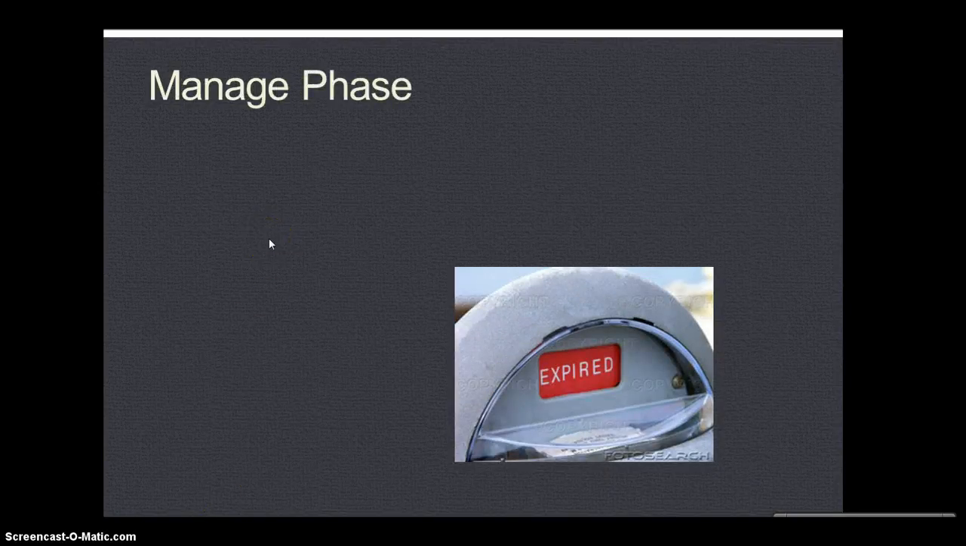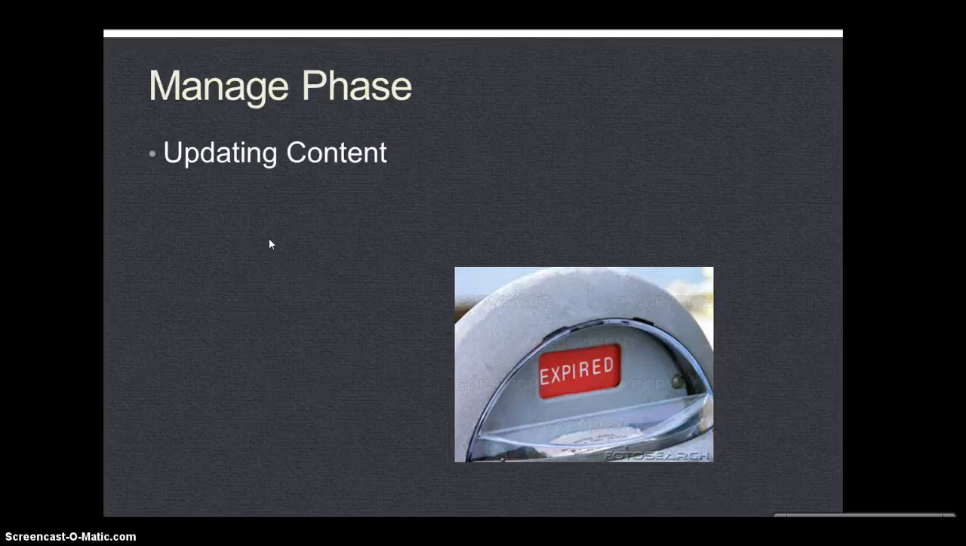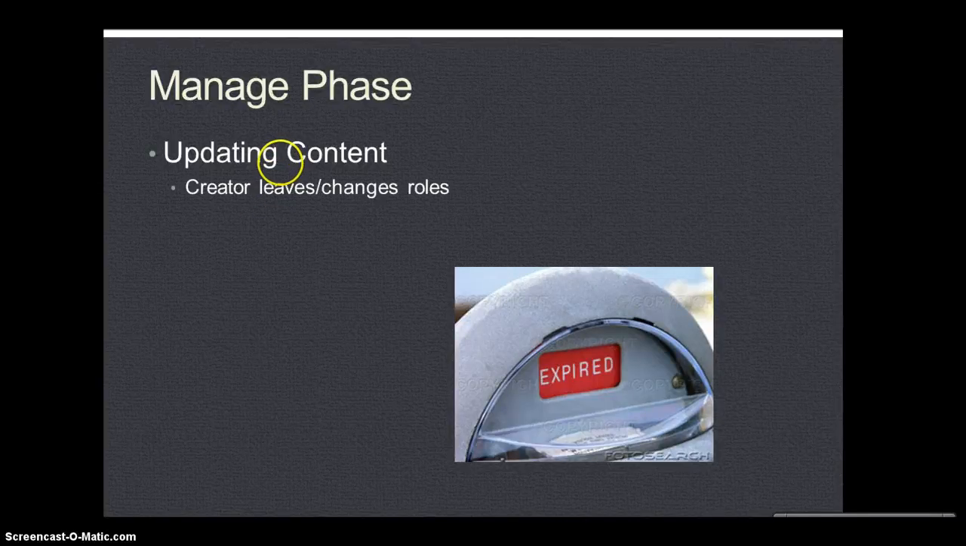The manage phase focuses on updating the content, specifically around ownership. The most common problem is that the content creator leaves or changes roles. So if the content does not have an owner, you need to connect with a responsible department and reassign the content or delete or archive it if it's no longer needed.